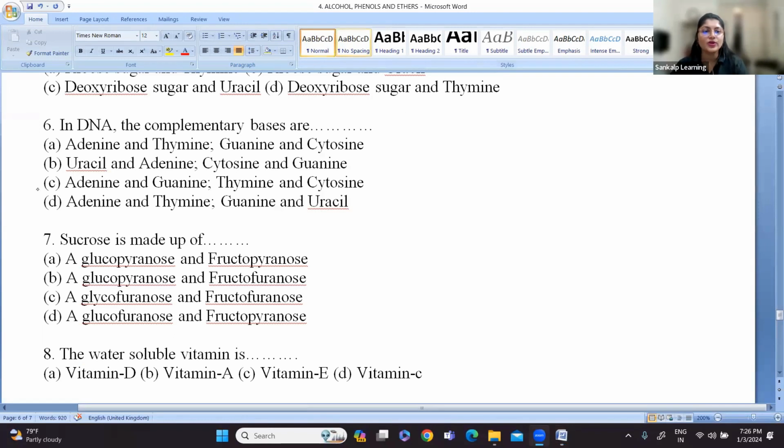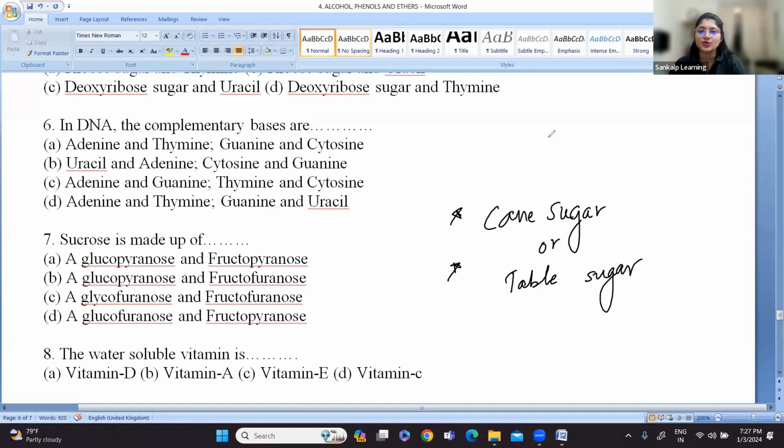What is sucrose also called? Commonly it is called table sugar or cane sugar. Okay, remember the names. Sucrose is C12 H22 O11. It is composed of one glucose unit plus one fructose unit.